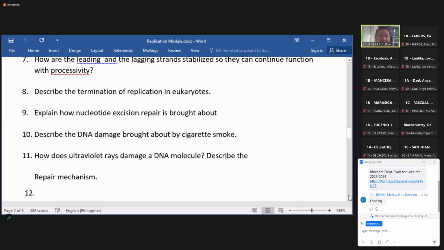What are the enzymes? Telomerase, po. Come again? Telomerase. No. Ligase, po. DNA ligase, Doc. No. Termination of eukaryotes. Termination of replication.